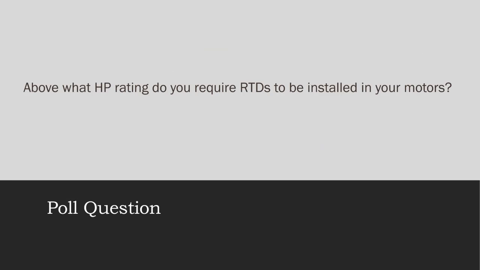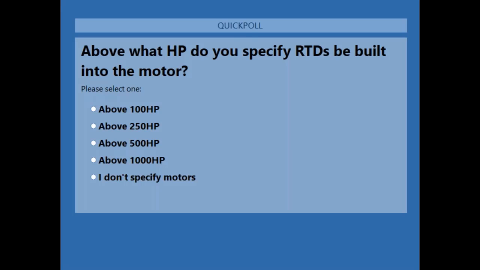Okay, here's another poll question. I think that's fairly relevant. What horsepower do you install? Hopefully on the line here we have some plant engineers, consulting engineers, end users, maybe some integrators. When you're writing a specification, I'm curious, above what horsepower do you specify that the RTDs should be built into the motor? I'll leave that up for another 60 seconds.